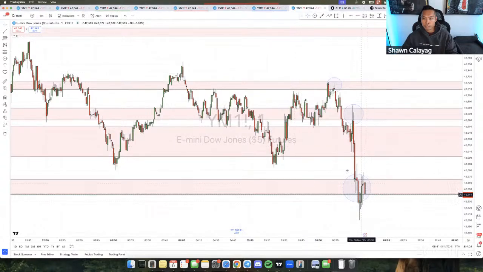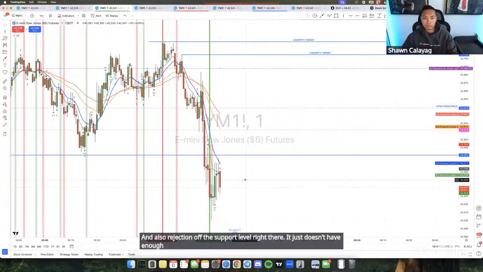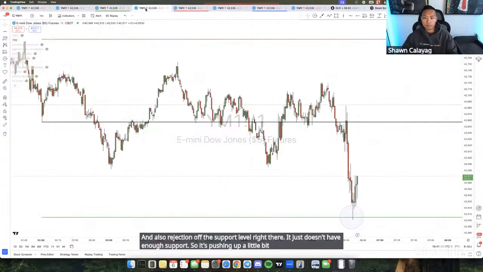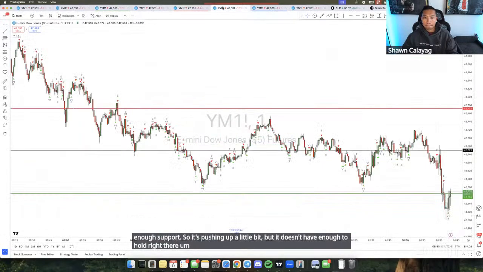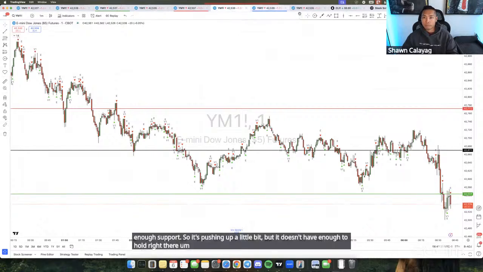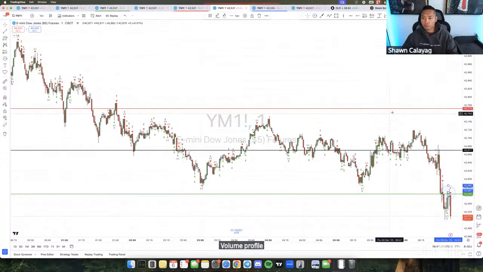And also a rejection off the support level right there. It just doesn't have enough to hold. So it's pushing up a little bit, but it doesn't have enough to hold right there. We'll just have to keep coming back to checking it here. Volume profile, again, another rejection off the top end right there.